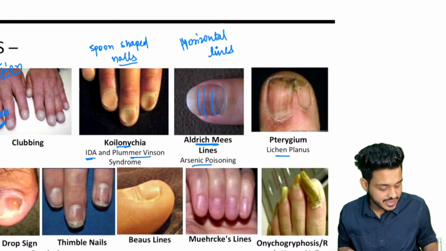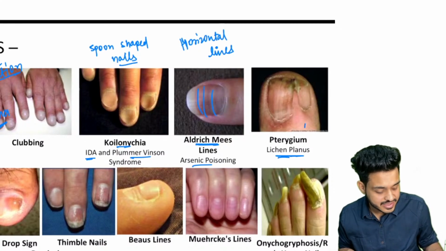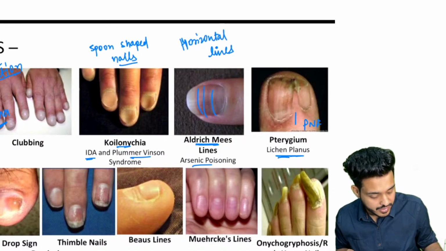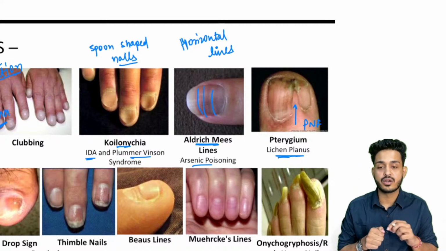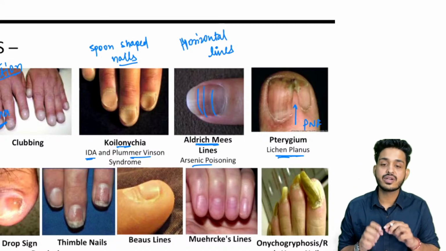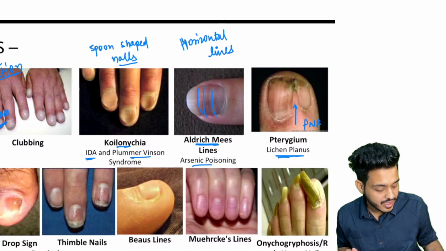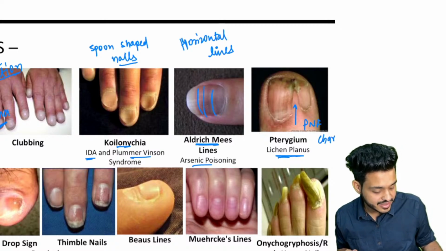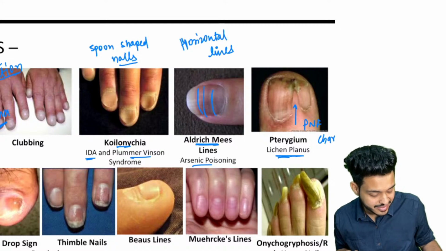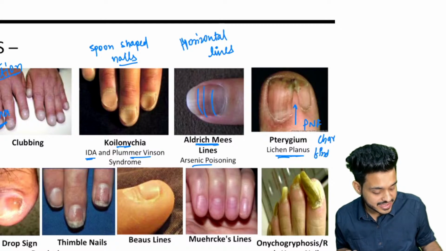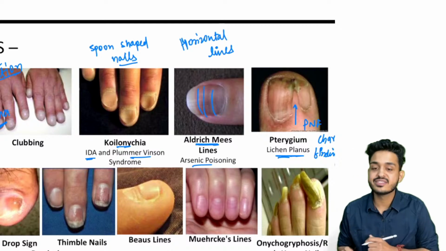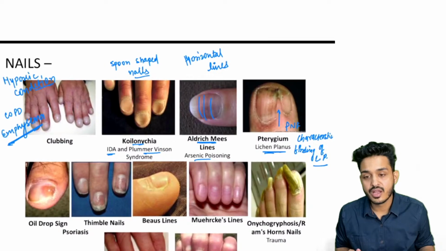Okay, this one is the pterygium. Here the proximal nail fold is dividing the nail into two parts. This is known as pterygium. It is the most characteristic finding of which disease? Lichen planus. Pterygium is the most characteristic finding of lichen planus.